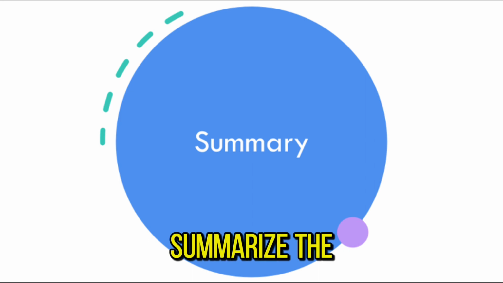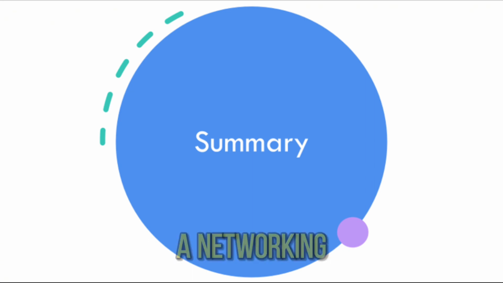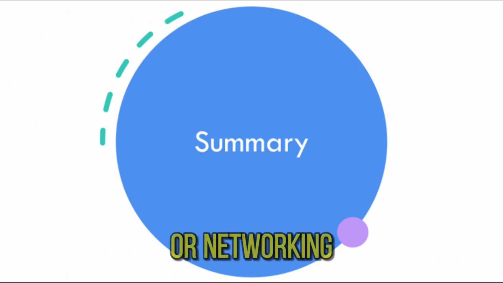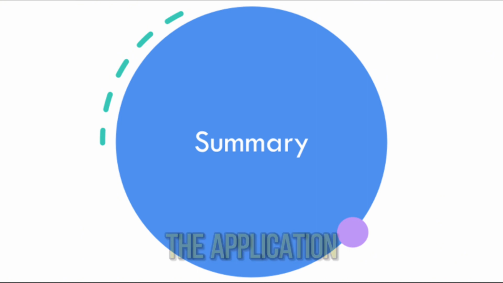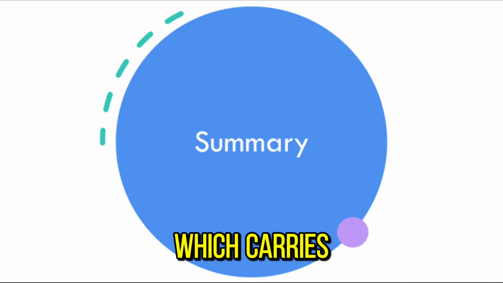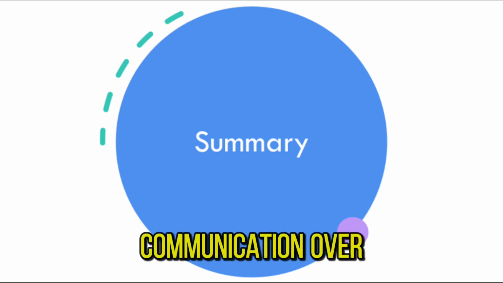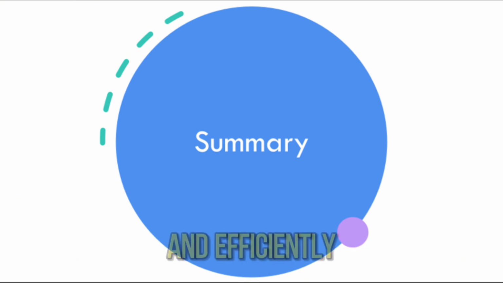So to summarize, the TCP/IP model is a networking architecture model that defines a set of protocols for devices that want to communicate over the internet. It consists of 5 layers: the physical layer, the data link layer, the internet or network layer, the transport layer and the application layer, each of which carries out its own function and communicates with each other to make sure that communication over networks is done reliably and efficiently.